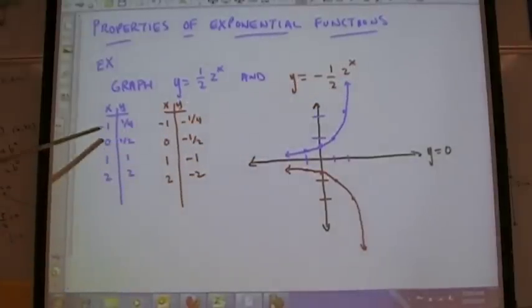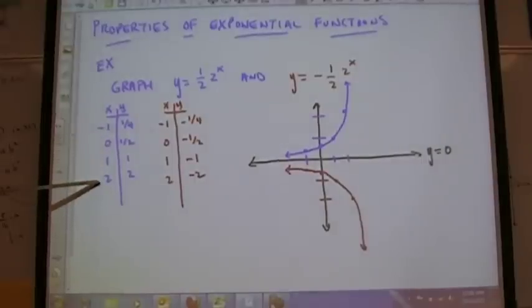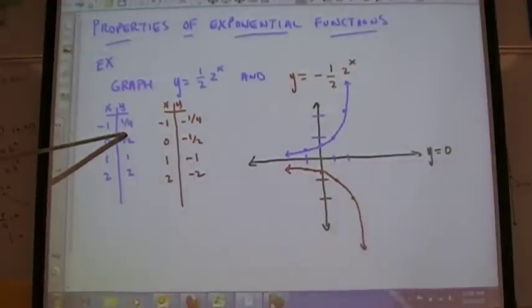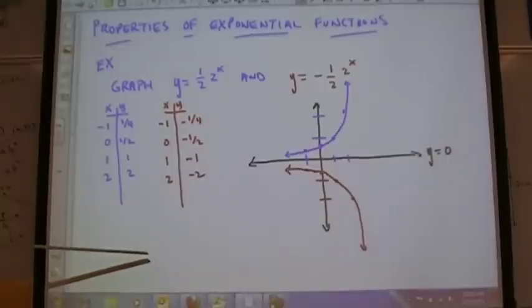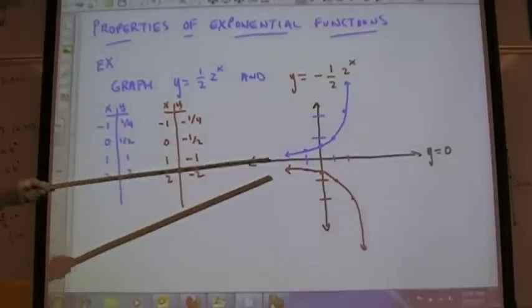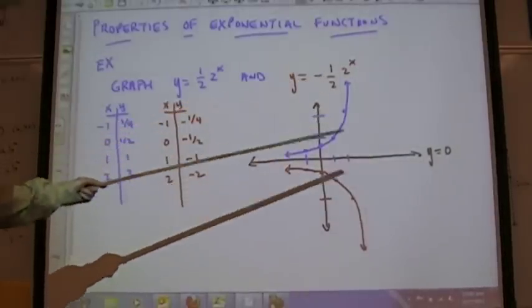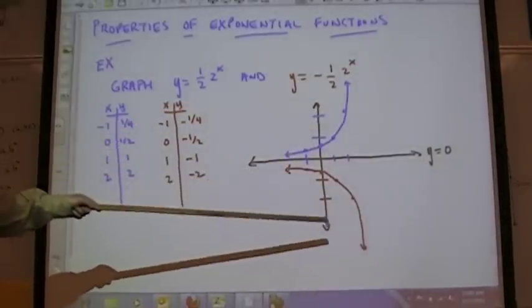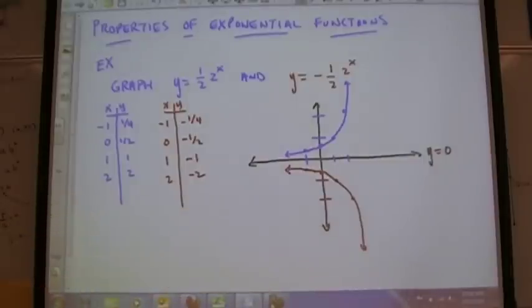Alright, so in my table, I would give you -1, 0, 1, and 2 on both of them, and you should be able to come up with the y values. So here's the blue one showing an exponential growth. Here's the red one showing a reflection of an exponential growth. So all the negative does to it, if you have a negative a value, that reflects the graph along the x-axis.